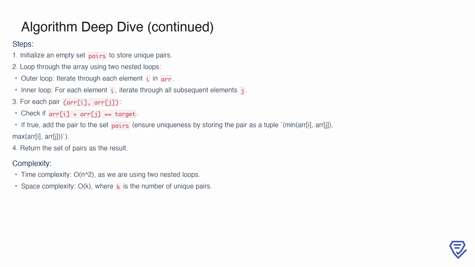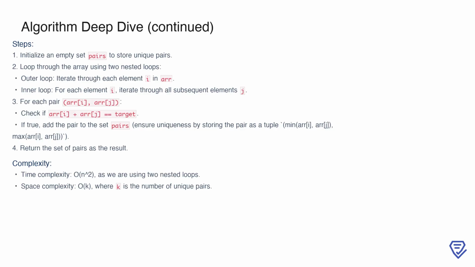First, we initialize an empty set to store the unique pairs we find. Then, we loop through the array using two nested loops. The outer loop picks one number, and the inner loop checks all subsequent numbers to form pairs. For each pair, we calculate their sum.